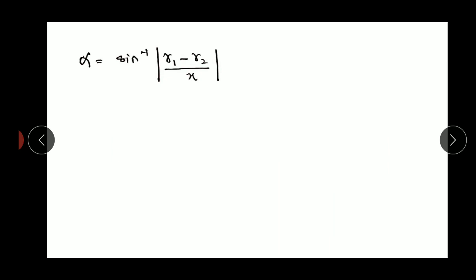Alpha is equal to sin inverse of (R1 minus R2) divided by X. Put all the values and we can find alpha. R1 is 0.1 and R2 is 0.3. As we have taken the mod, we need not consider the minus sign.